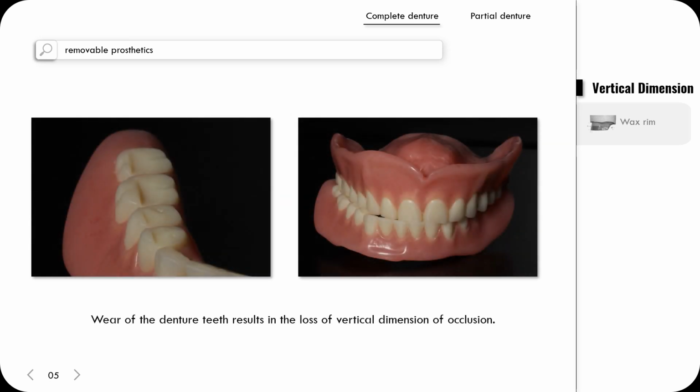One of the things that happens when a denture patient wears their denture for a while is that they can have what we term a loss of vertical dimension of occlusion. And that's because the patient ends up grinding their teeth down, right? So as the teeth are worn down, the distance between the jaws gets smaller and smaller.